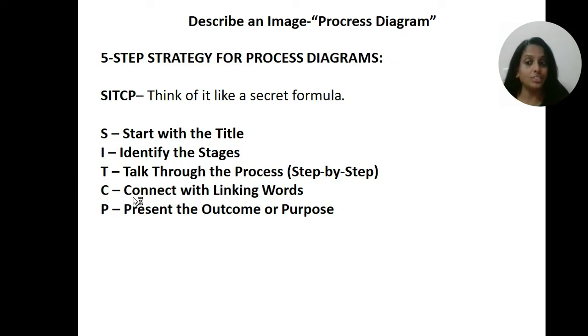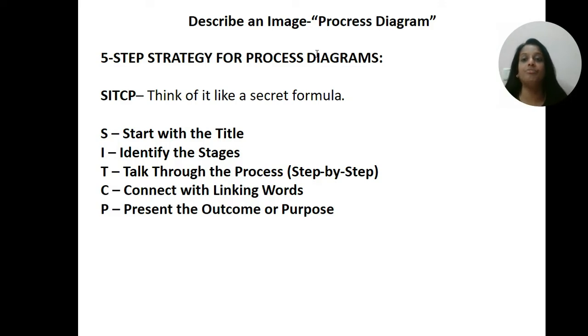Then C stands for connect with linking words. After the paper is cleaned, it is mixed with chemicals. Following this, the pulp is dried and flattened. I'm just giving you an example about paper production. You can use words such as following this, subsequently, in the next step, as a result, eventually. So try to use these types of linkers or connectors. And P stands for present the outcome or purpose. So finally, wrap up with the end result.